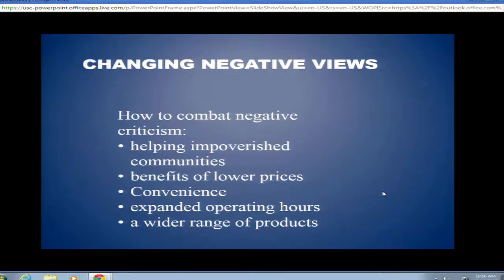Benefits of lower prices. If you can pay less for what you're buying, then your real income goes up, which means you have more money to spend on other things. Convenience: they usually build in the middle of the community or somewhere that's a centralized location, not really off somewhere. So they get most of the business from around there, and it's really short for everybody to drive.